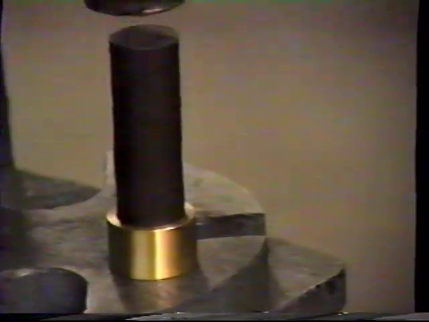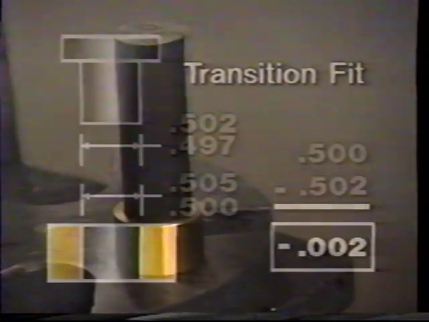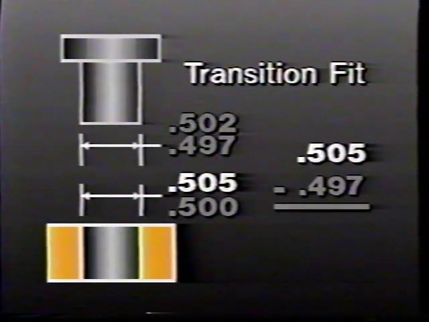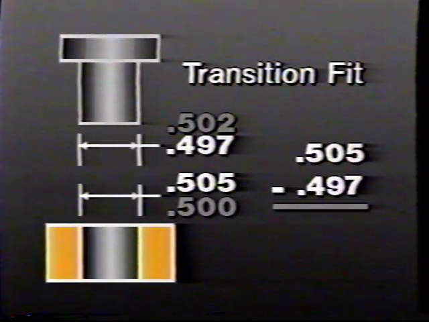Now let's see what happens as the two features approach their least material condition. In their least material condition, the hole is 505 thousandths, and the shaft is 497 thousandths. Now there's an allowance of 8 thousandths between them. There's been a transition from a force fit to a sliding fit. For some applications, a transition fit is necessary for proper functioning of the part.